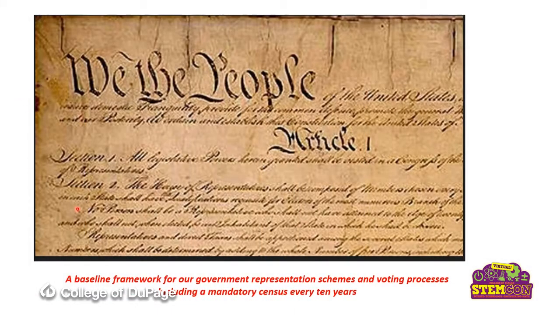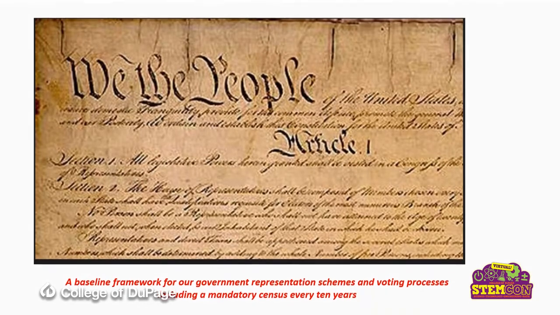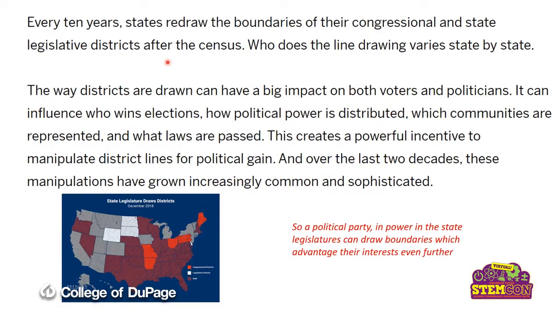The Constitution of the United States provides a baseline framework for government representation schemes and voting processes, including a mandatory census every 10 years. Based on the census, the states redraw the boundaries of their congressional and state legislative districts, and the party who is in power draws the boundaries.